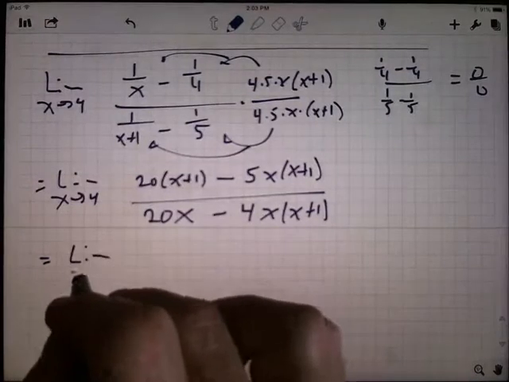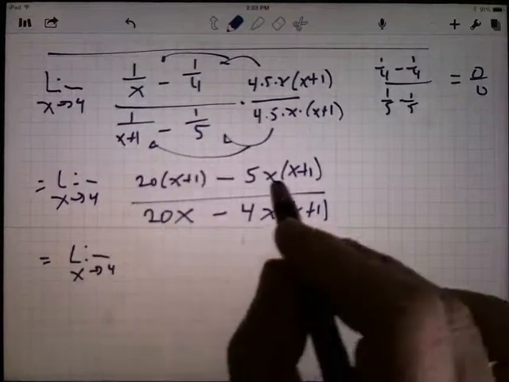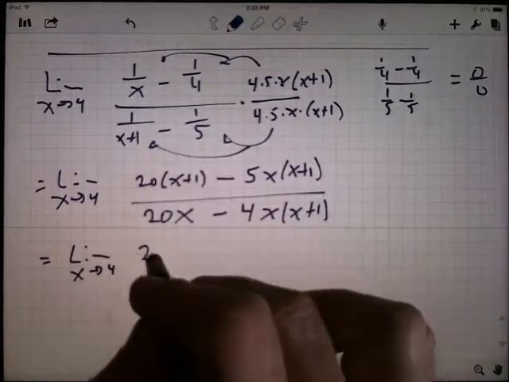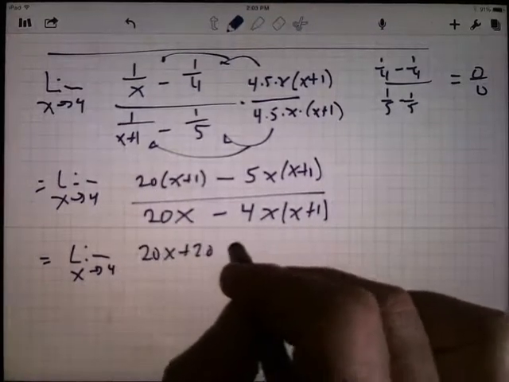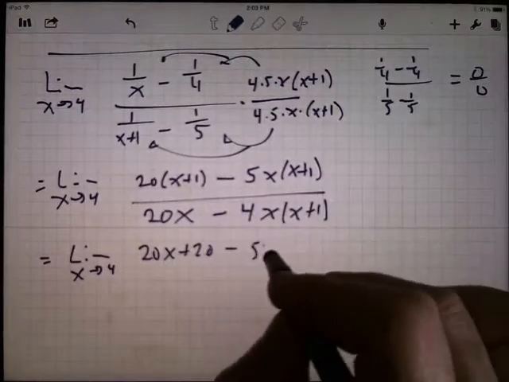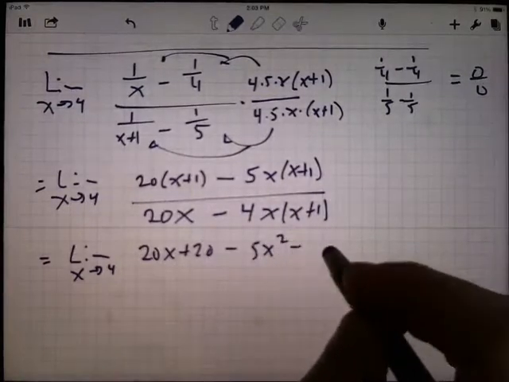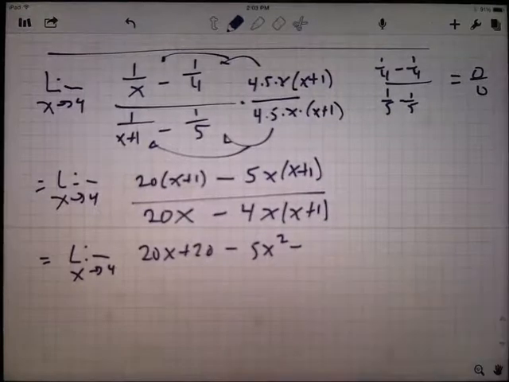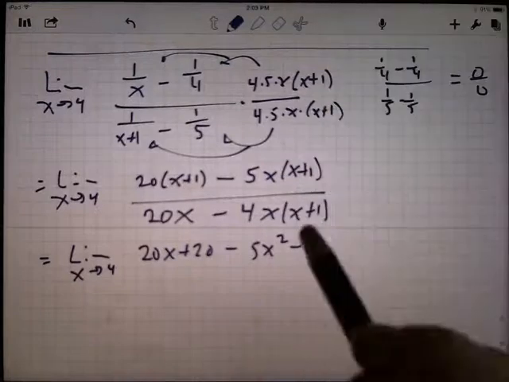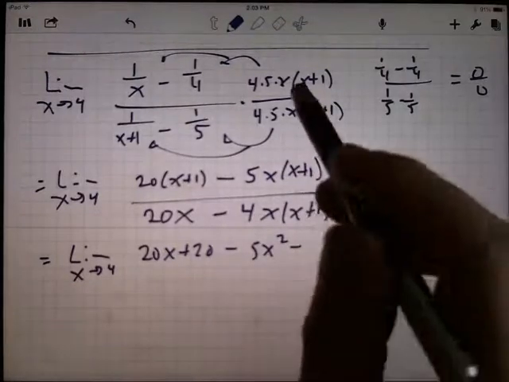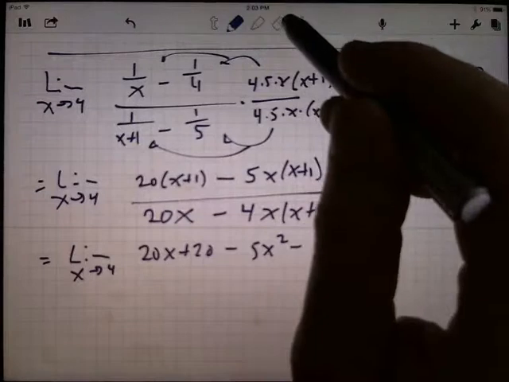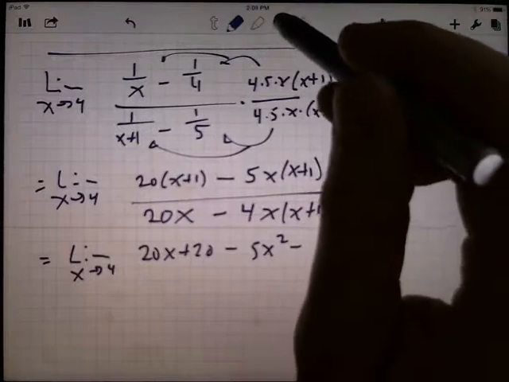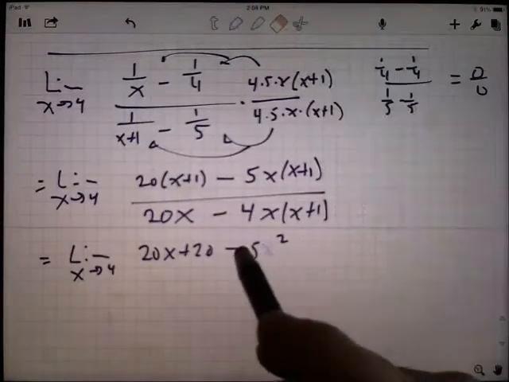So limit as x goes to 4. I'm going to multiply everything out here. So this is 20x plus 20 minus 5x squared minus, I just noticed something. I don't want to multiply that out. I could do that. I was going to multiply everything out and collect some like terms. But what I'm thinking is I really want this factored. So I'm going to erase that.